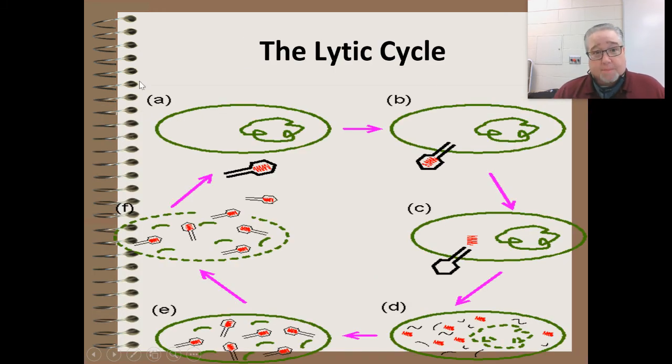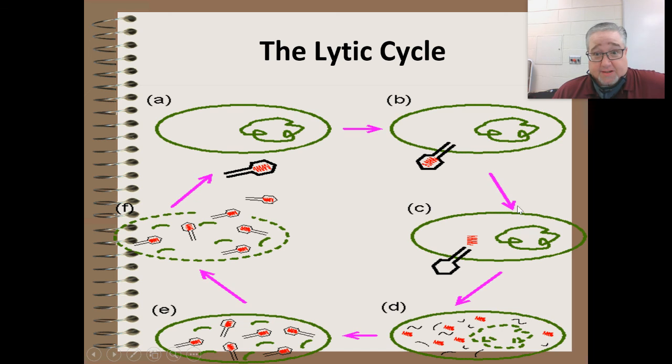So, let's start up here with letter A. Right here we have our cell. Here you have the virus, and then here we have our attachment. We've attached it on, and in part C, this is your injection. There's the DNA being injected in. Then down here, D and E, we have our assembly phases. Then eventually, letter F, you have your lysis. This is where the viruses break out. When they break out, they can go and infect another cell.